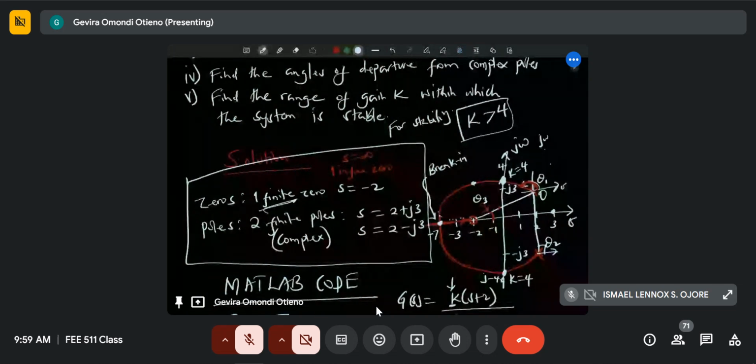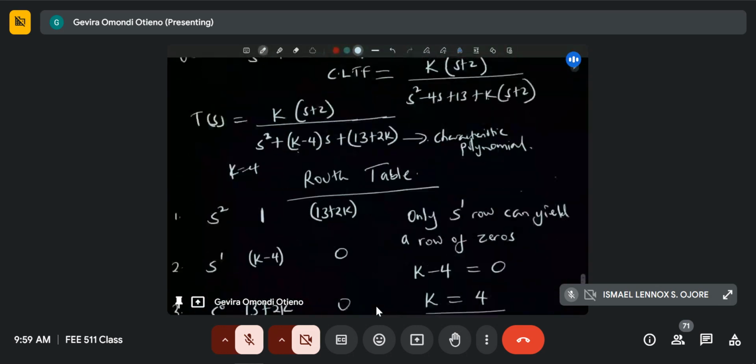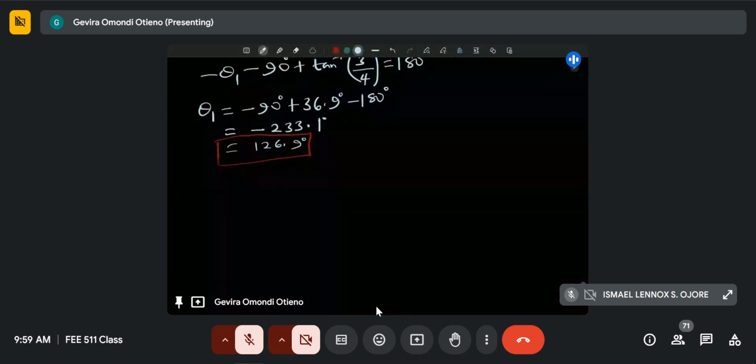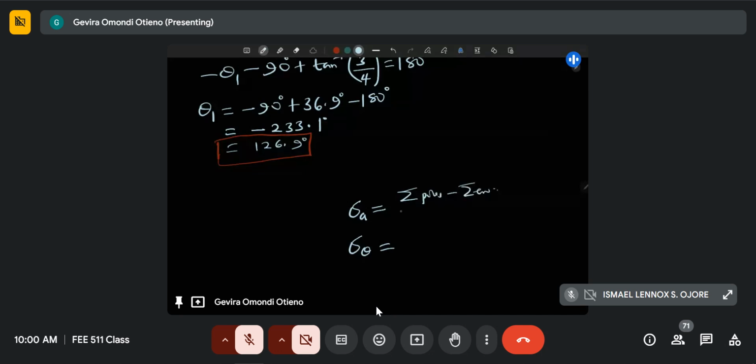If you want to confirm where the other zero is, you can do this for all the sketches that you want to do. You calculate the centroid, or the real axis intercept, and then you calculate the angle. So this was the sum of the finite poles, minus the sum of zeros, over number of poles minus number of zeros. Let's just do that and see what happens.